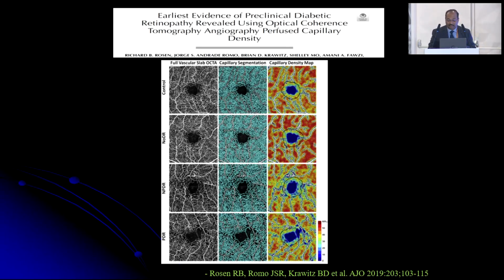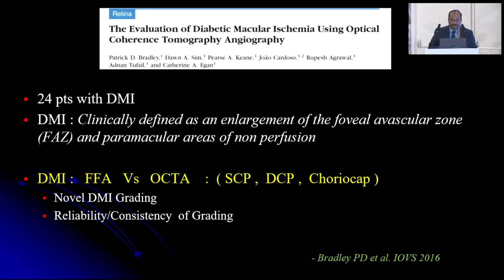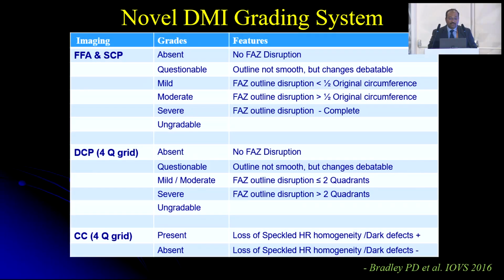Now, Bradley did a nice study looking at evaluation of diabetic macular ischemia using OCTA, in 24 patients. This was the definition of DMI. They looked at FFA versus OCTA and looked at the three layers that we talked about, SCP, deep capillary plexus, and choriocapillaris, and brought out a very nice, very intuitive grading system, which they evaluated for reliability and consistency. So this was what they did.